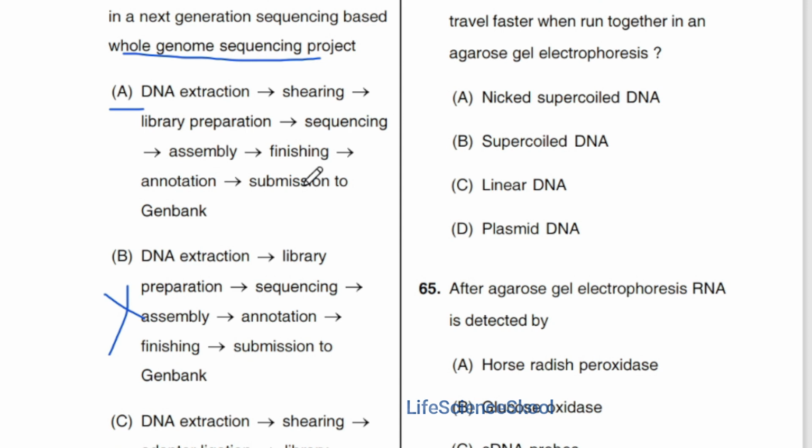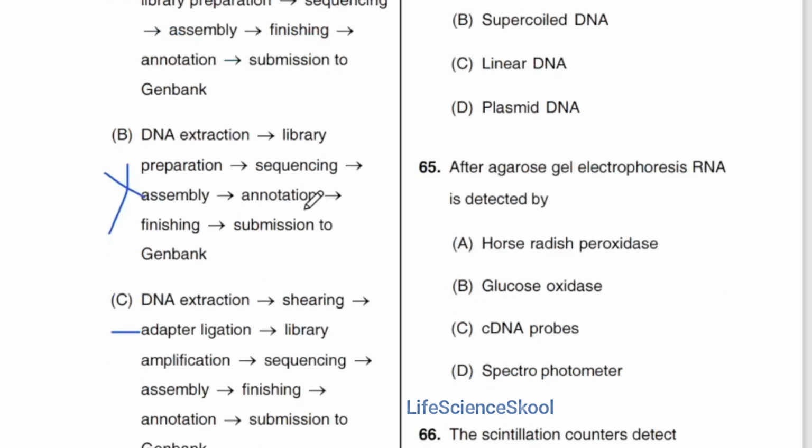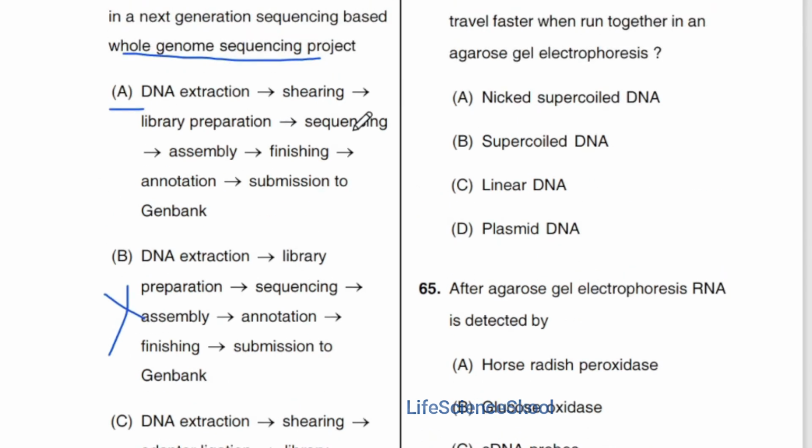And then later they are going to do the library preparation of the DNA. So after cutting they are going to prepare the library. They are going to prepare the copies of it. That is the library preparation. It is there in option A and option D. Next we will move on to the next step. Okay, then later they are going to do the sequencing. Next step is also sequencing. In this also it is correct, in this also it is correct.